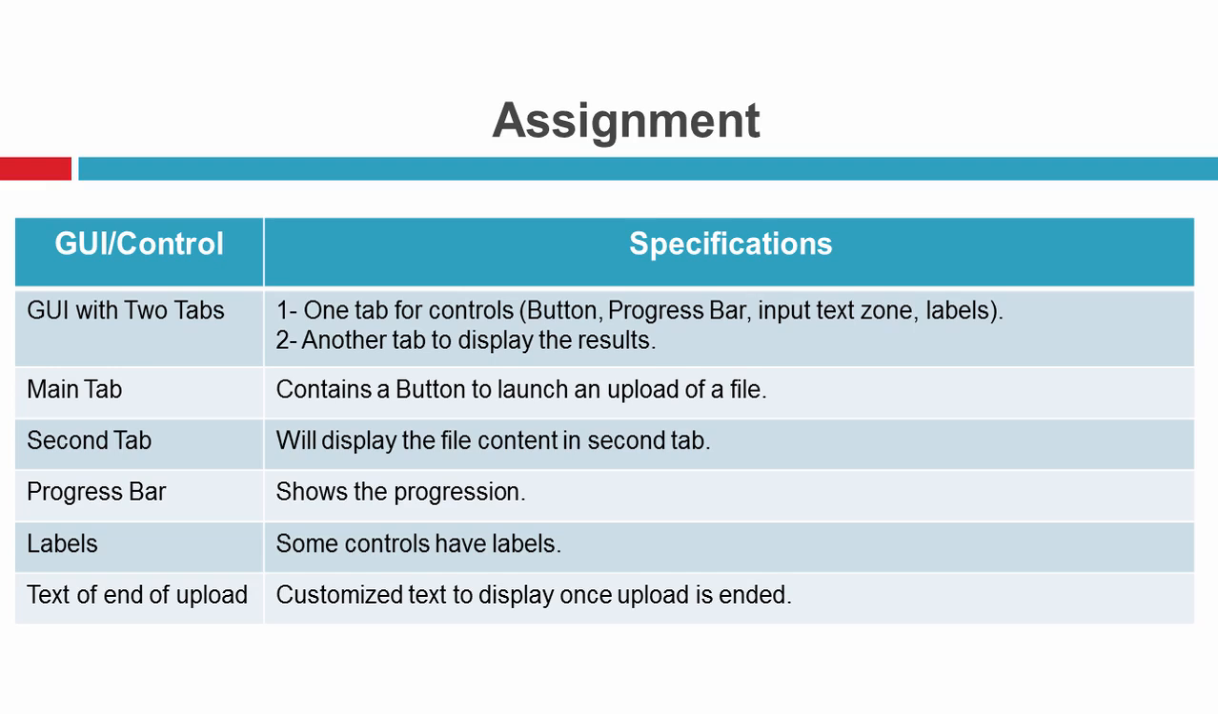We have to develop a GUI with two tabs: one tab for controls containing a button, progress bar, input text zone, and labels, and another tab to display the results. The main tab contains a button to launch an upload of a file. The second tab will display the file content. The progress bar will show the progression, and labels of some controls have to be implemented. Also, we have to implement a customized text to display once the upload has ended.